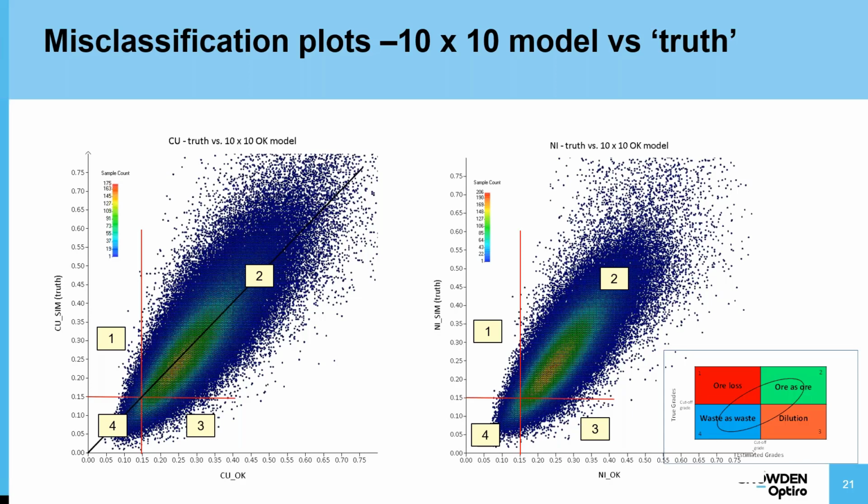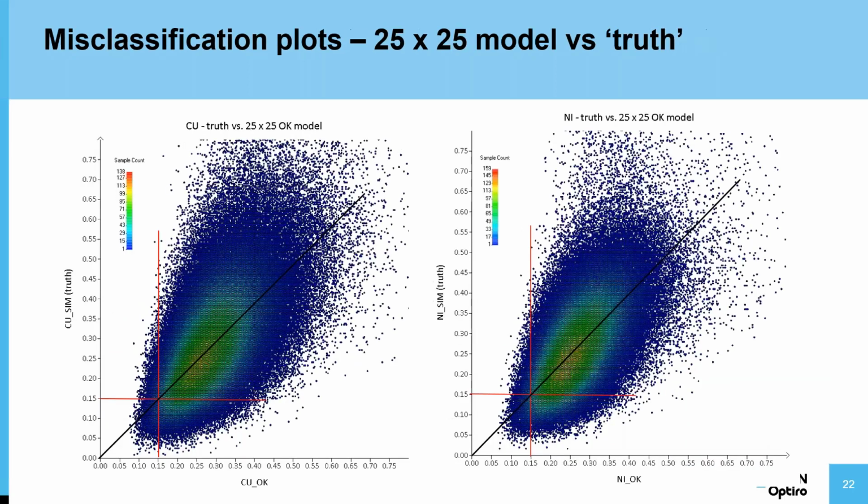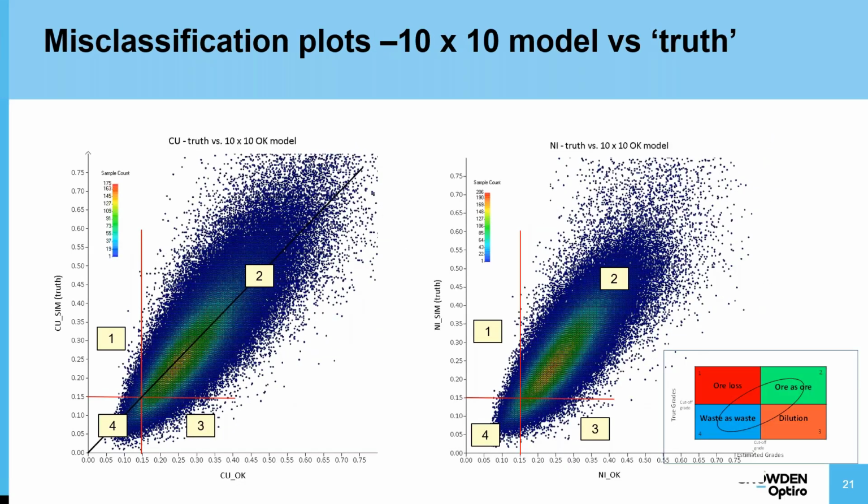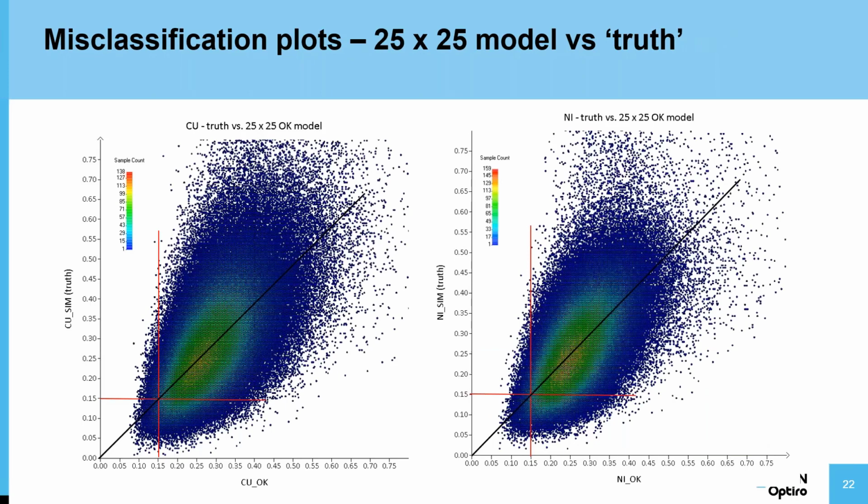As we go from a fairly tight drill spacing to a fairly wide drill spacing, you can see how those quadrants vary. Clearly you can assign a net value to each of these quadrants, and you can calculate that for the 10 by 10 model, and also for the 15 by 15, the 20 by 20, and in this case the 25 by 25. As you would imagine, by the time you get to a wide drill spacing, you've got a lot more misclassification.